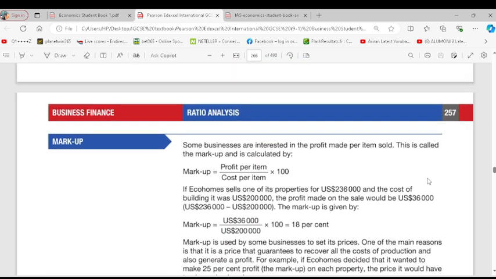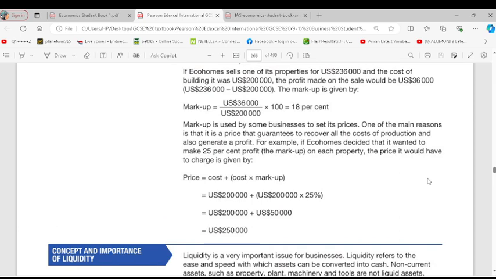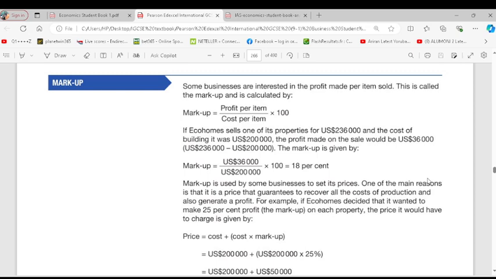So we have what we call markup. Markup is part of our gross profit and net profit. For markup, it simply means the profit per item divided by the cost per item multiplied by 100. That's the formula for markup. Are you with me? I'm with you. Markup is used by business to decide the profit made per item. The interest of business when they use markup is to understand the profit made by each item when it is sold. That is what markup is.